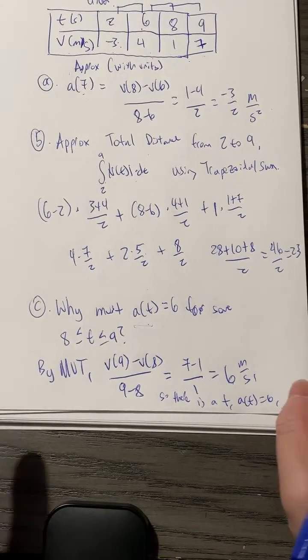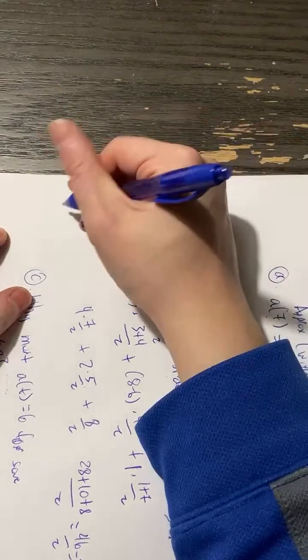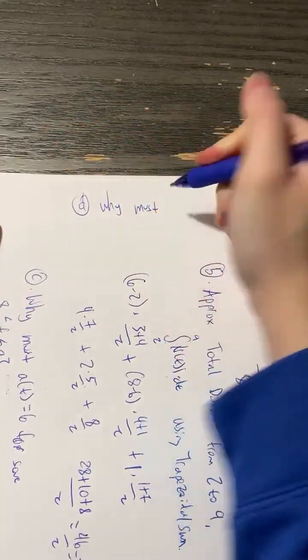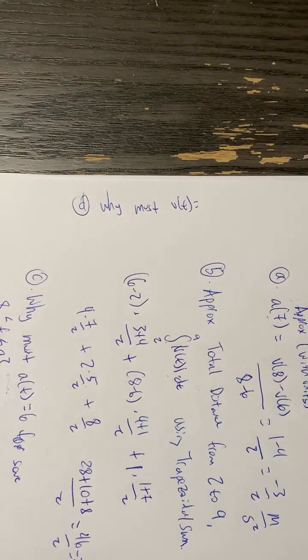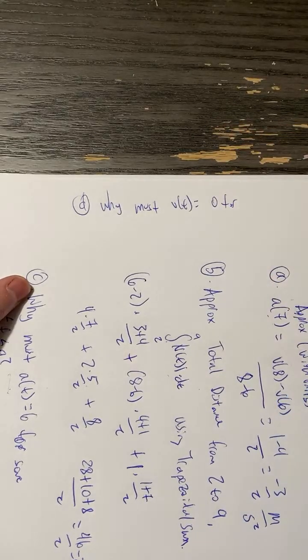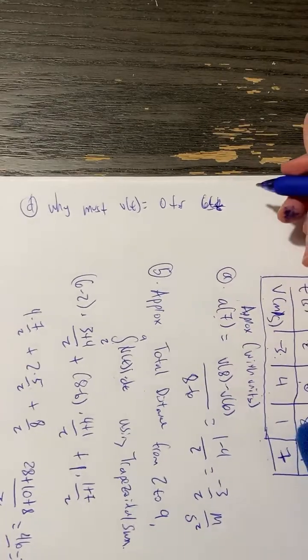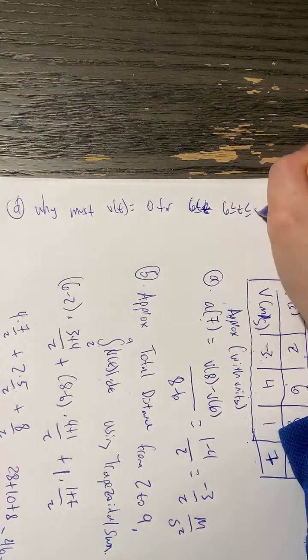I'm running out of room here, so I was going to do IVT sort of slanted. Forgive me, but I'm going to do IVT like on the side here. So let's do a question about IVT. Why must V of t equal, let's see, look at my table. Let's do 0 for some t in between 6 and 8. Sorry. For some t in between 6 and 8.